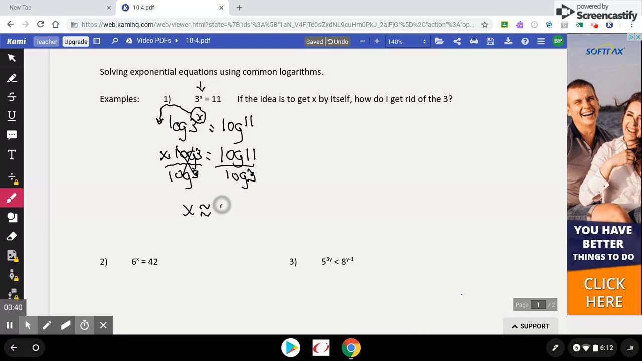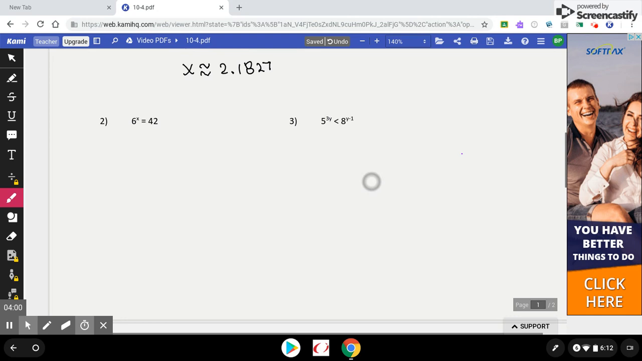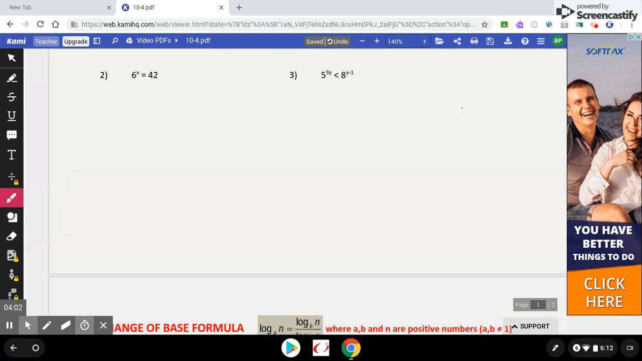And I will tell you, to 4 decimals, it is approximately 2.1826. And the 6 is followed by a 5. So I am going to round that 6 up 1 to a 7. So pretty simple, not too bad. Just work a log into the problem. Makes it relatively easy.